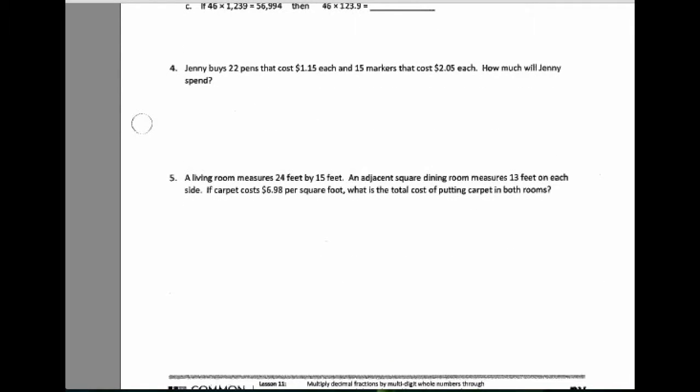Okay, Jenny buys 22 pens that cost $1.15 each and 15 markers that cost $2.05 each. How much will Jenny spend? On your desk, go ahead and do a tape diagram, see if you can solve that problem. Once you're done making your tape diagram, I want you to get your clicker so we can move on.